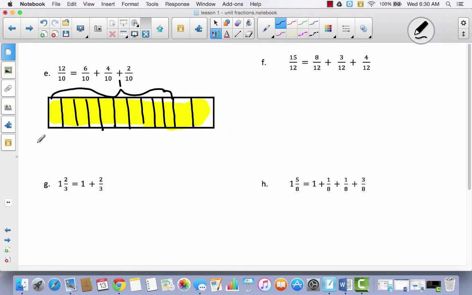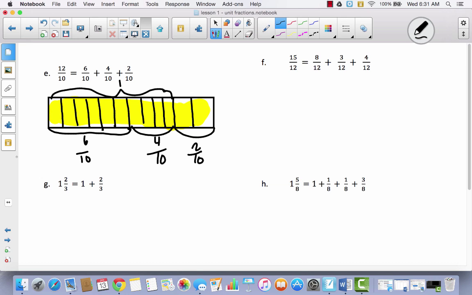All right, so now let's go through here, and we're going to group six of them. So I've got 1, 2, 3, 4, 5, 6. And that is 6 tenths. And then I'm going to group four of them. And this is 4 tenths. And then I'm going to group two of them. So I've got 2 tenths. Okay? All right, so now let's do F.